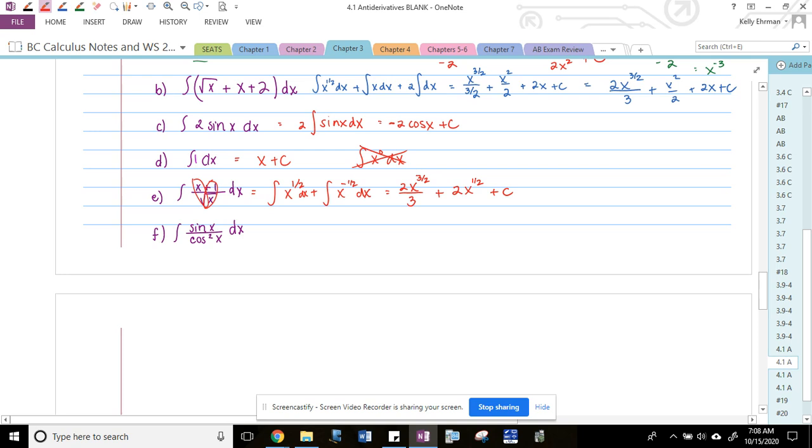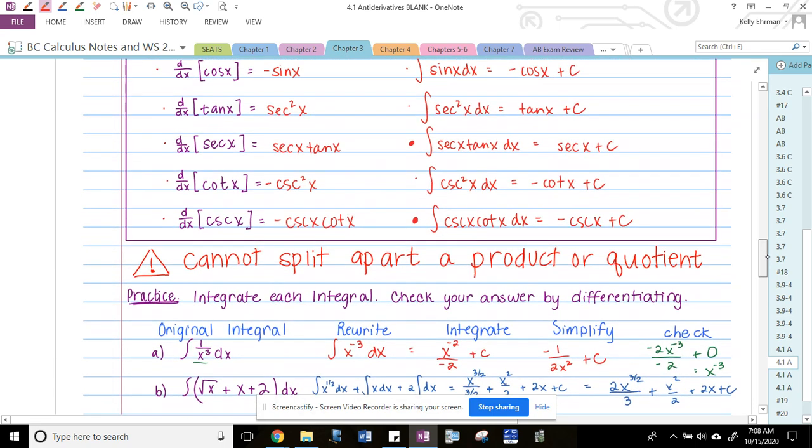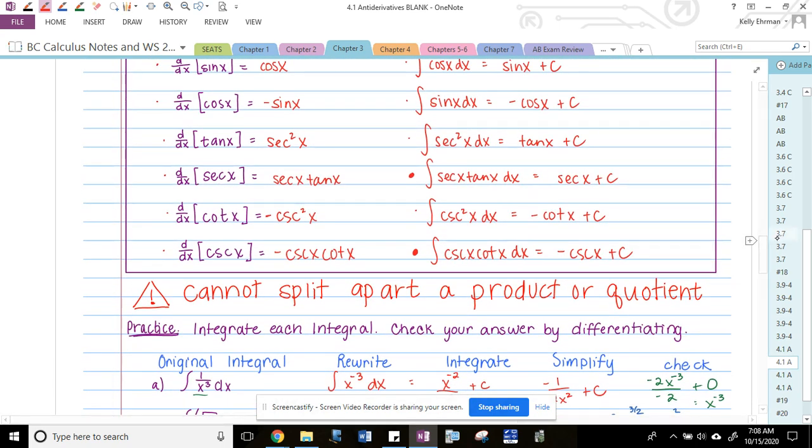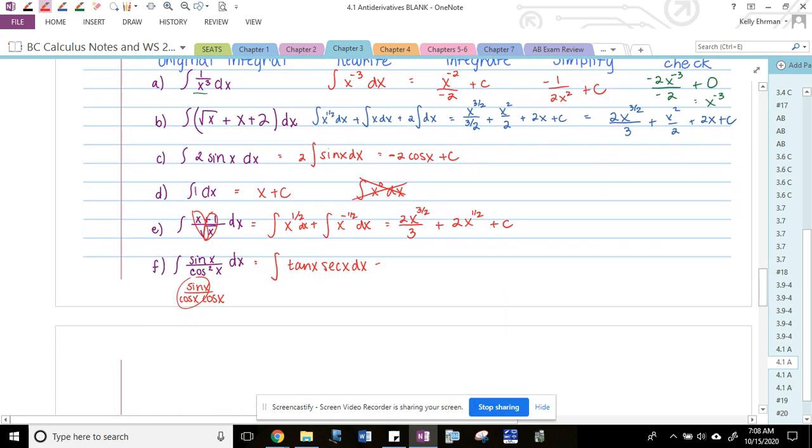All right, and on f, again, I can't say the integral of sine divided by the integral of cosine squared, but I can use my trig identities to work on this a little bit. This is sine x over cosine x, if that helps you. Sine over cosine is tangent, right? So I have the integral of tangent x times 1 over cosine, which is secant x, dx. Tangent secant should sound familiar. That's the derivative of secant, right? So the integral of tangent secant dx is equal to secant x plus c.